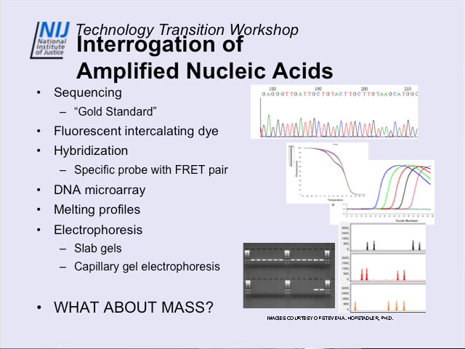So the way we interrogate amplified nucleic acids, obviously many of you have seen a lot of these, a lot of sequencing. We can sequence, arguably the gold standard for DNA interrogation. We can use things like intercalating fluorescent dyes. We can do hybridization with specific probes. DNA microarrays, we can melt and see if there's SNPs present. We've all run a lot of these slab gels, and you've run a lot of these capillary gel electropherograms.